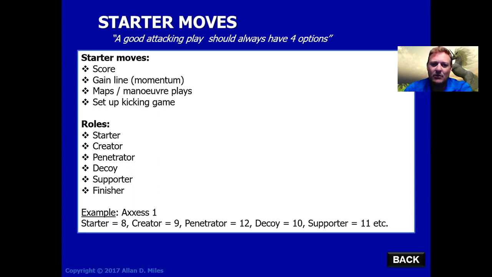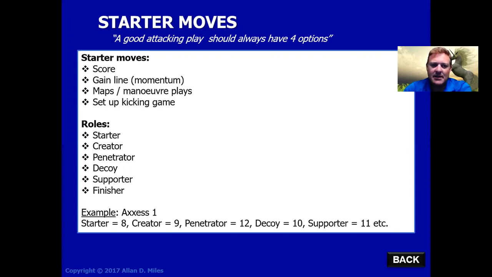And another example of a starter move would be working on an exit play where you want to set up your kicking game to get territory advantage, etc. Okay. The big thing, gents, about a starter move is to understand that there are certain roles that each player plays in that starter move.